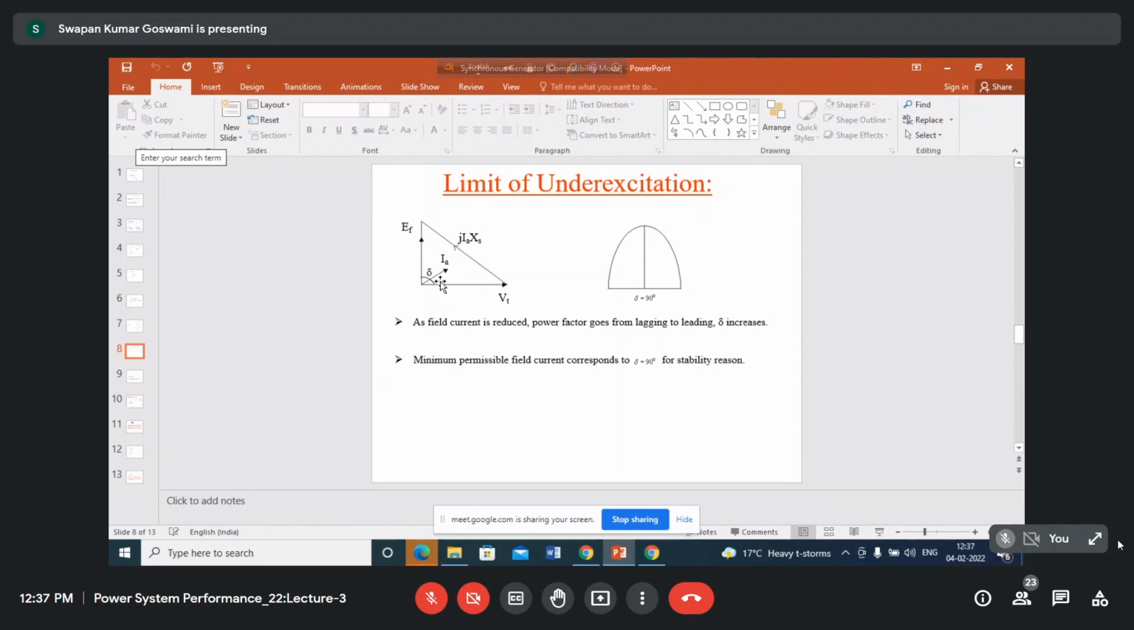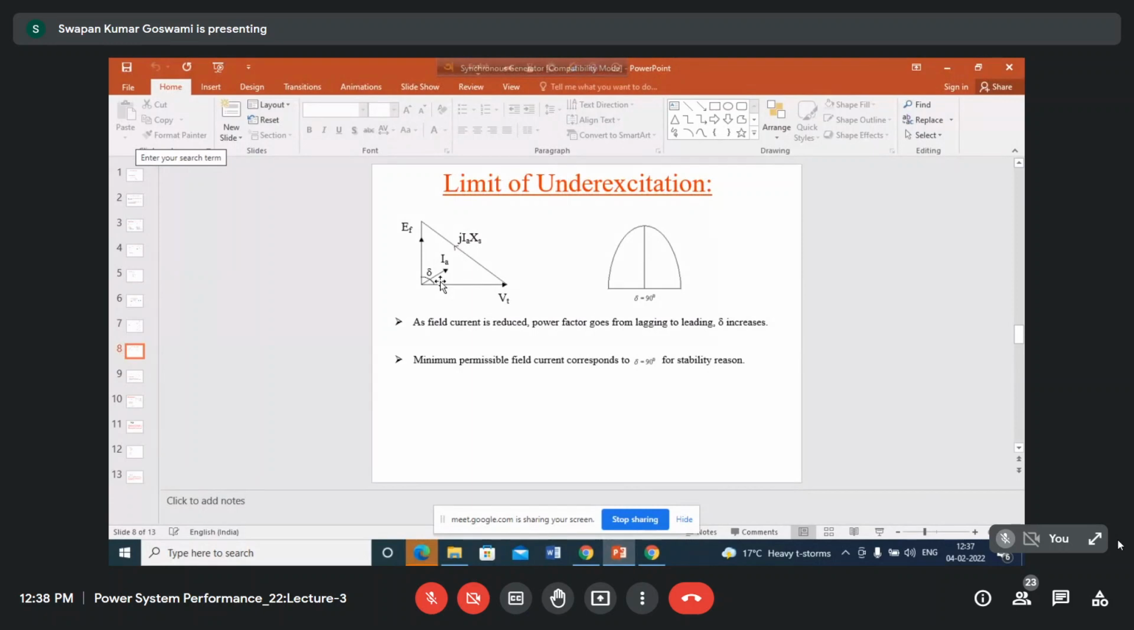Here excitation may be reduced up to that point when delta value reaches 90 degree for cylindrical rotor machine. So minimum field current condition or the under excitation limit will be decided by the stability of the generator.